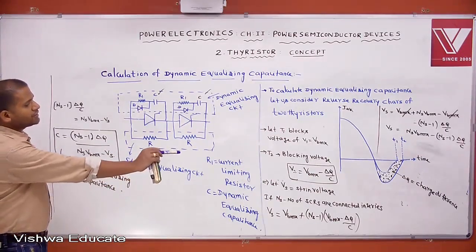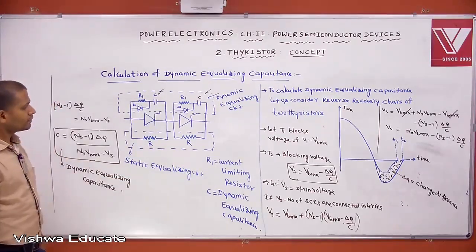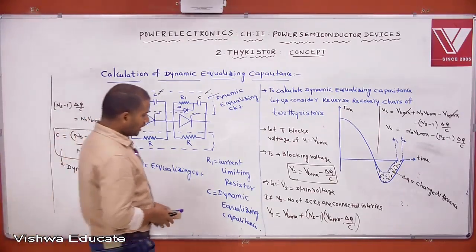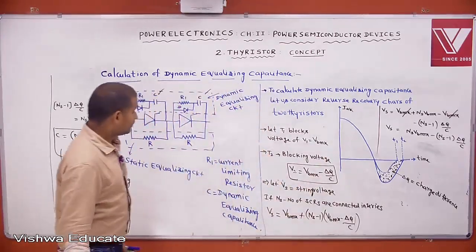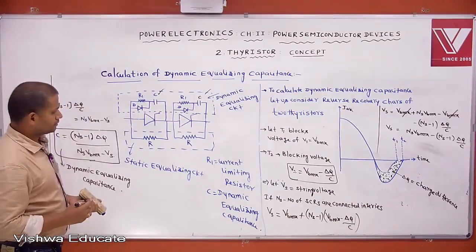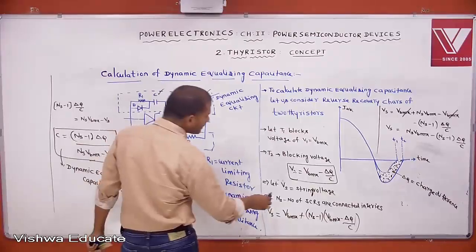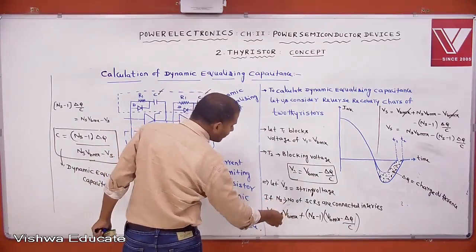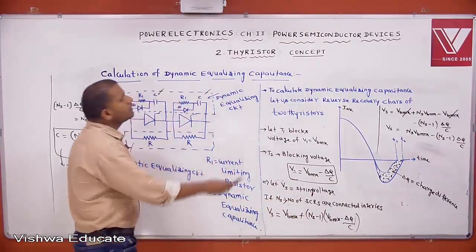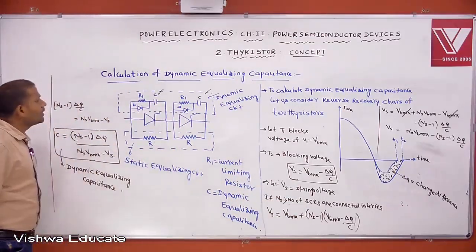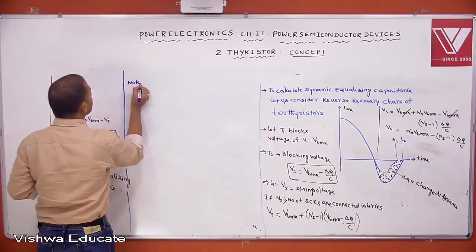Because of charge differences, you are substituting V2 equal to VBmx minus delta Q by C. This is the string voltage; let Vs equal the string voltage. If Ns is the number of SCRs connected in a string, one SCR blocks this voltage and the remaining Ns minus 1 SCRs block this voltage. Then what is the dynamic equalizing capacitance? That I calculate; I am writing in the notes.